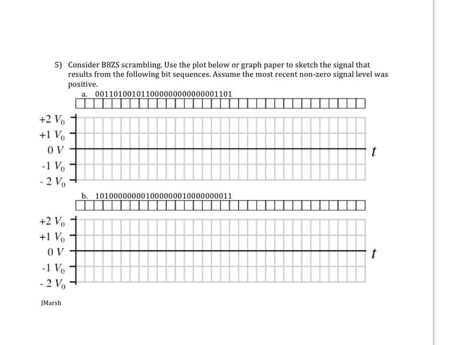Okay, in this video I'm going to do an example showing you how to draw the waveform for a B8ZS scrambling. And the idea here is that we're using AMI encoding, where the rule is that a 0 bit gives us 0 volts and a 1 bit gives us alternating plus V and minus V.